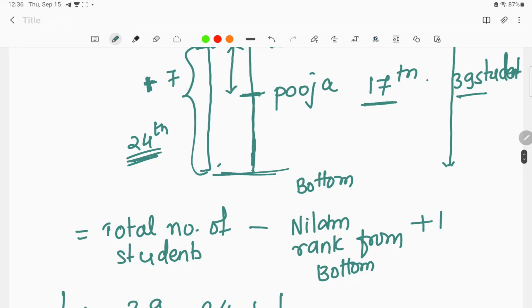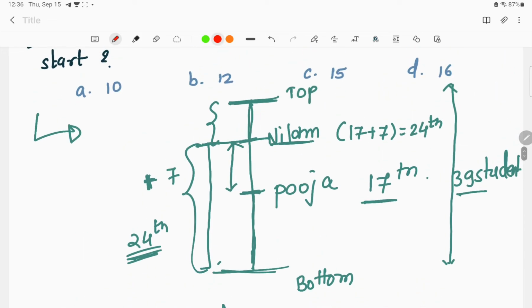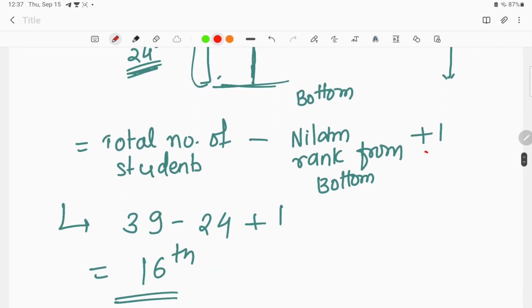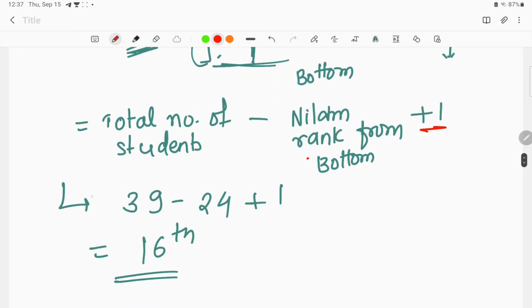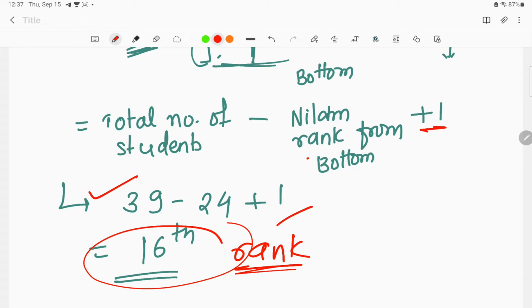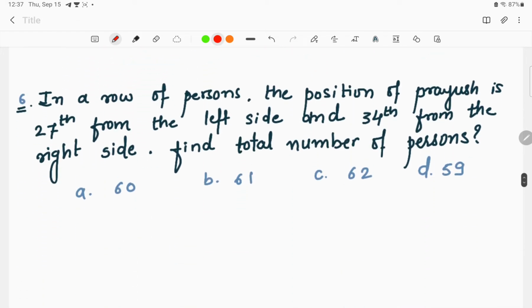How have we done this? Once again, look at this figure. The given data was that Pooja is at the 17th position, and Neelam was 7 ranks ahead of Pooja, so Neelam was at the 24th position. To find Neelam's position from the top, we did 39 students minus the 24 students below Neelam, plus 1, which is for Neelam. So 39 minus 24 plus 1 is the 16th rank. The rank of Neelam is 16th. So this was the question and the answer. Moving on to the next question.